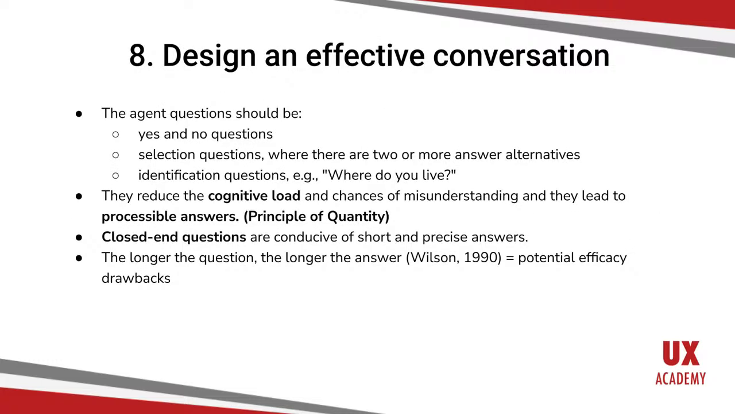Hand in hand with that, the conversation has to be not just natural but effective. This really comes down to the quality of your questions. Go for yes and no questions, selection questions, or identification questions, which are closed-ended and can help you progress the conversation further. Do that in a way that users can jump from one segment of the conversation to another, because the purpose is really to reach that goal.